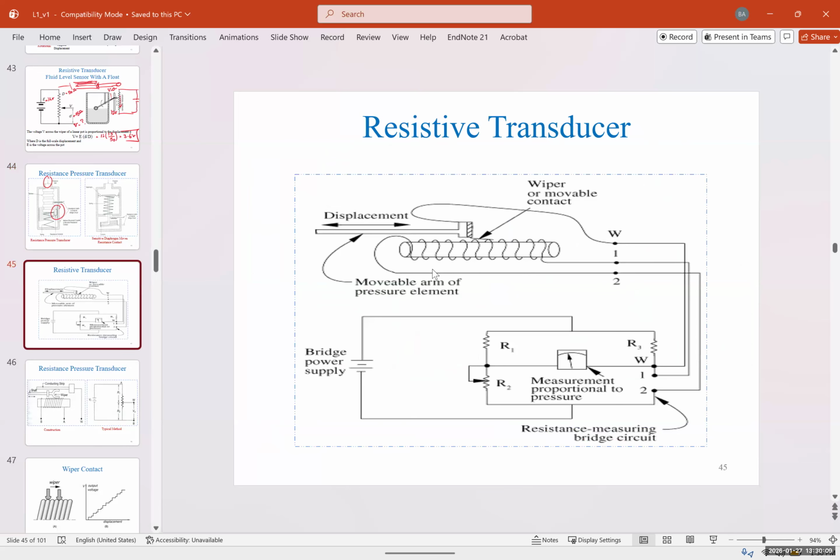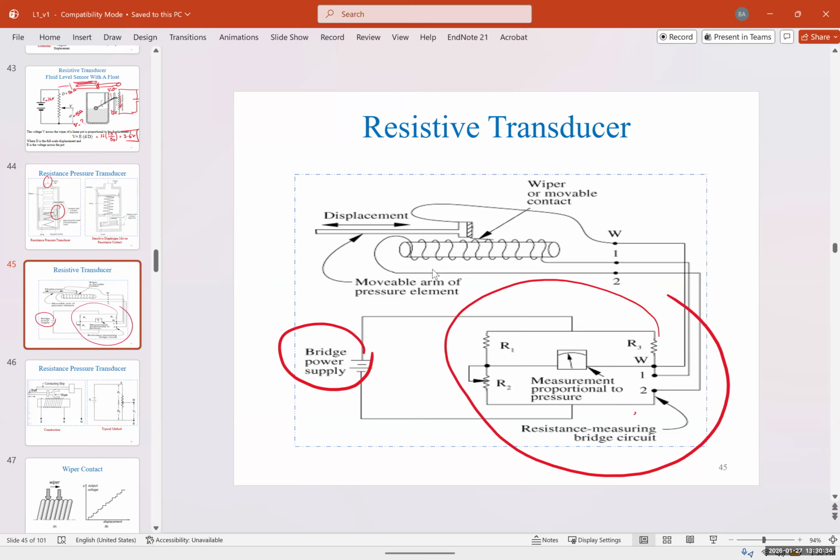Okay. This is another type, as mentioned, a linear actuator. You can measure the displacement using a wiper or a movable contact. And then you have the displacement and the movable arm of the pressure element. All of that has a source, which is the bridge power supply. Here we have a Wheatstone bridge, and you would measure the output voltage. The important part is the resistance transducer itself, and this in the middle, which measures the output voltage or current.